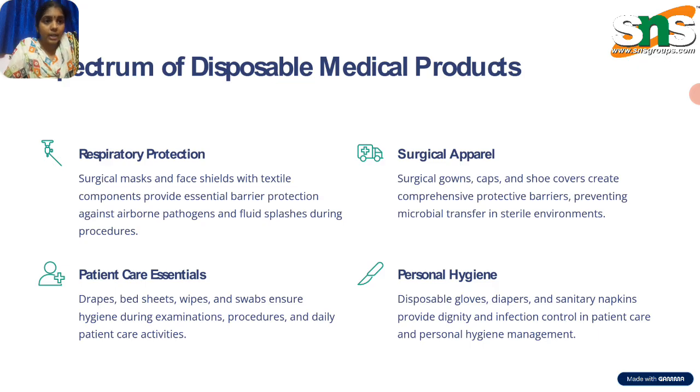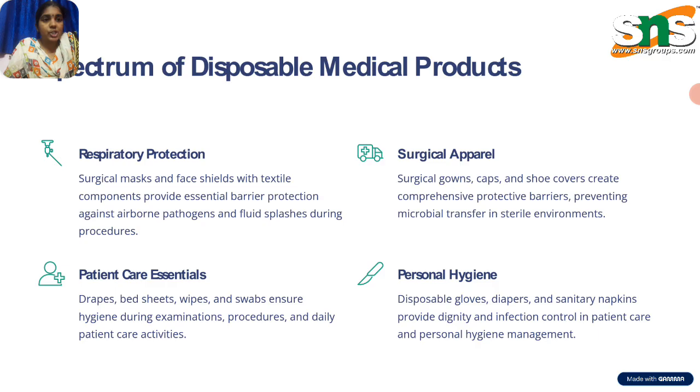Next is surgical apparel. Surgical gowns, caps, and shoe covers create comprehensive protective barriers, preventing microbe transfer in sterile environments. In the surgical environment, that is, in operation theaters, they use surgical gloves, masks, and gowns, which we can easily dispose of after use. They are given antibacterial, antiviral, and antimicrobial finishes, so that the patient, who is being operated on, won't get any other issues while the doctors operate, because of the environment. This is the main concept of surgical apparel.